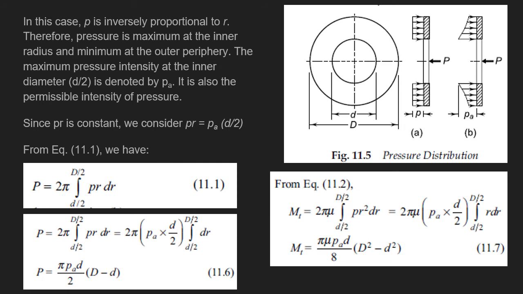Now if I assume the maximum inner pressure to be PA, and since in case of uniform wear we have seen in the previous slide that the product P into R is constant, we denote P as PA, and the radius we know is d by 2. Now substituting it back into the force equation 11.1, we can integrate it and we will obtain force as pi PA d by 2 into (D minus d). Similarly, by substituting PR equal to PA d by 2 into the torque equation, you will get the torque as pi mu PA d by 8 into (D square minus d square). It's simple, straightforward integration.